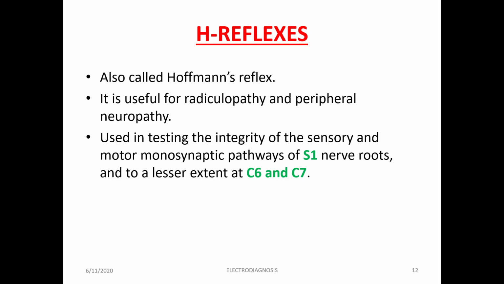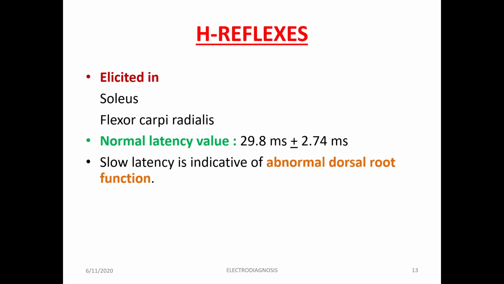Clear? So even though it is a limitation, fortunately most of the patients can be investigated with H reflex, because clinically also we find the same S1 and C6, 7 radiculopathies more. Okay, others are also coming, but this will be common. Now, it is elicited in soleus for lower limb and flexor carpi radialis in upper limb.